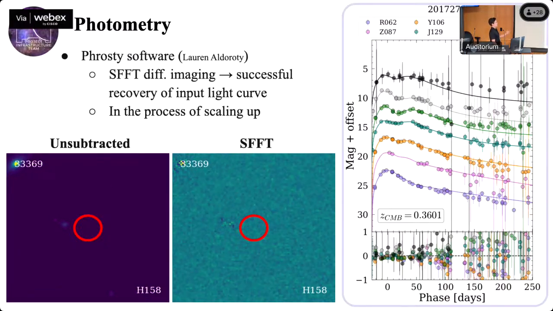And so here, this was, again, work that was done with NVIDIA to optimize on a GPU. We've been able to obtain light curves and match them up with the input light curves very well for 200 supernovae already, and we're scaling that up imminently.